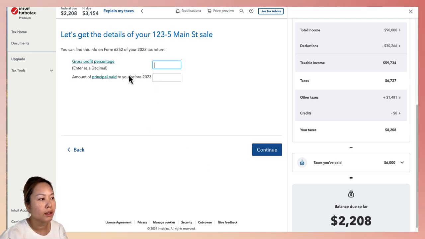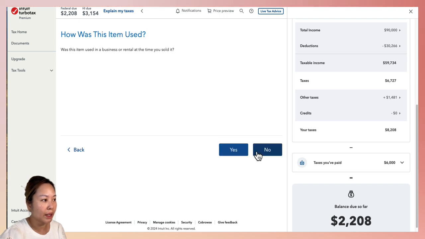in tax. So the gross profit percentage, it doesn't calculate it for you, but it tells you to go look at last year's Form 6252, which was the installment sale form. So in our calculation, we know it's about 0.3, and it asks us to enter a decimal number, so we do 0.3, so 30%. The amount of principal paid before 2023, that was 100K that was paid in principal, excluding interest.